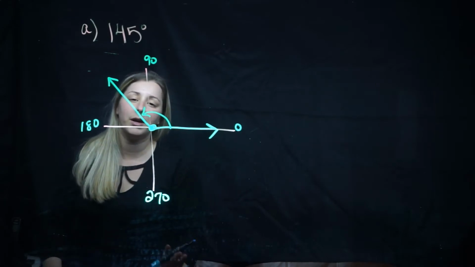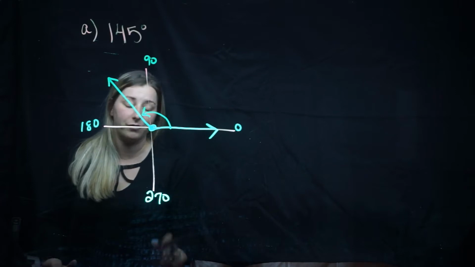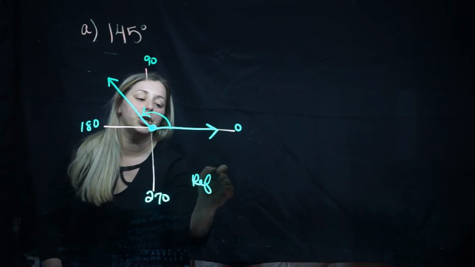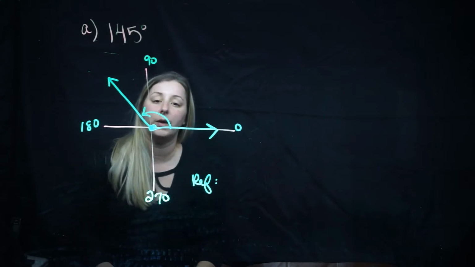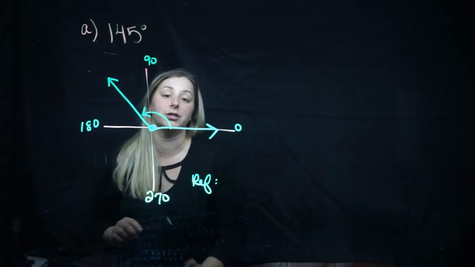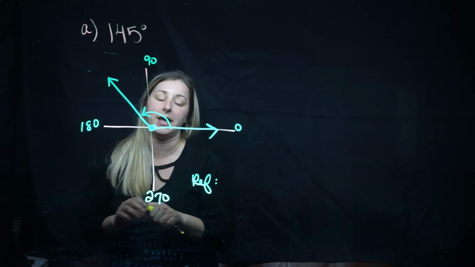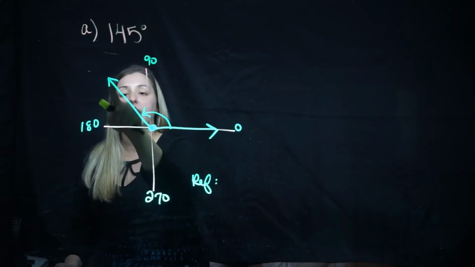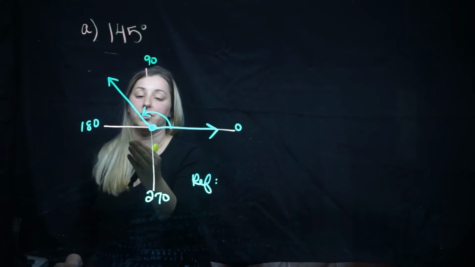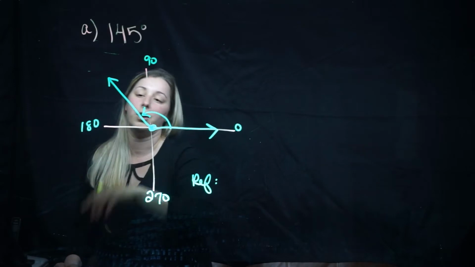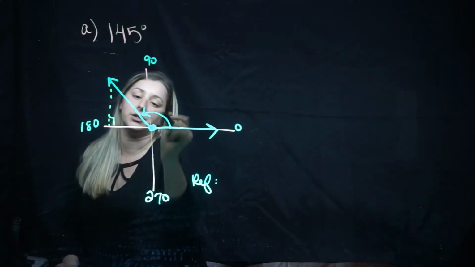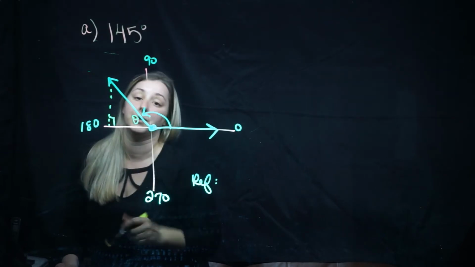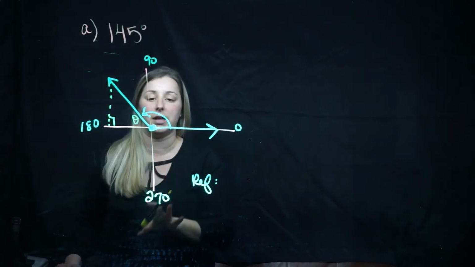But let's say I want to take it another step further and find the reference angle. Remember, the reference angle is always the positive acute angle that is formed with the terminal ray and the x-axis. I want to think about the terminal ray as the hypotenuse of the triangle, and we're in quadrant number 2. So you want to drop down a perpendicular to the x-axis, forming this angle in here, which we're going to call theta. That's going to be our reference angle there.